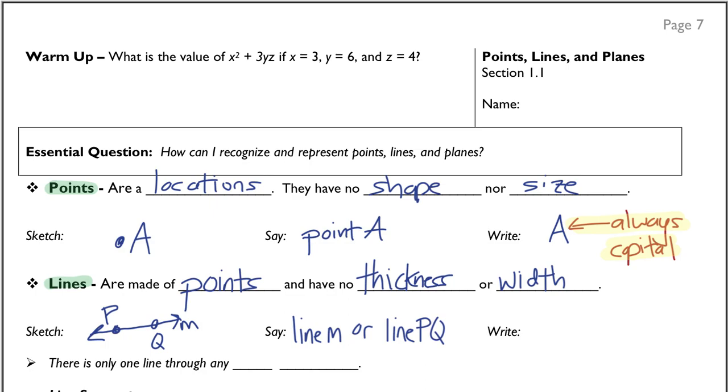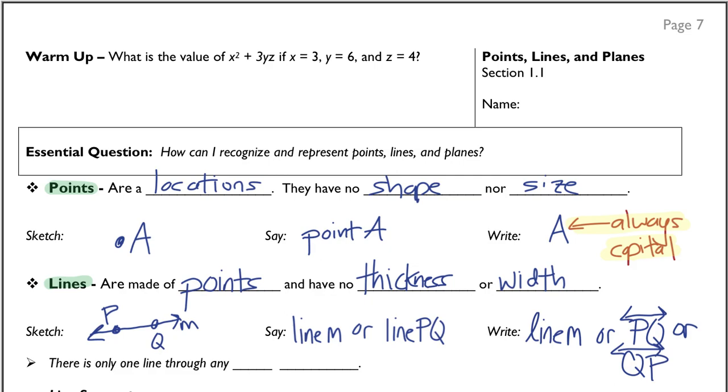And then again, how can I write it? It's very similar to how you actually say it, which is you'll just say line m. Or again, in this case, you could do capital P, capital Q, and you're going to put a line symbol above it with two arrows. You could actually go the other direction, QP, and have that as well. So those are three ways we can actually write that.